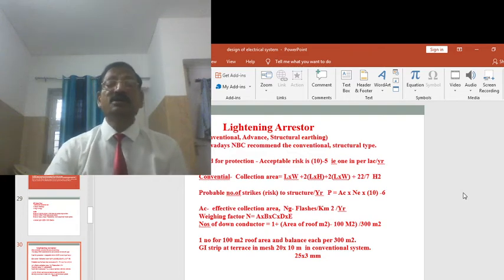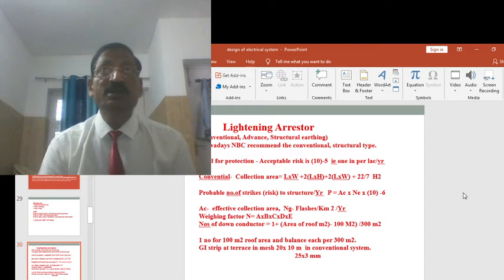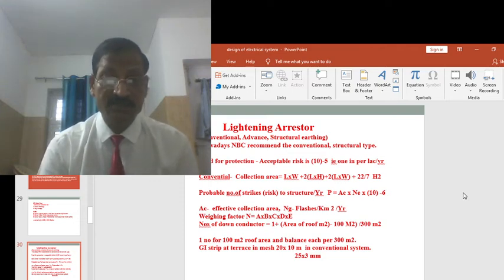Lightning arrestor. Lightning arrestor is also a very important part. This is for safety of the building during rain when lightning takes place. There is a chance that if the lightning falls, it can damage the whole building. There are 3 types of lightning arrestor: conventional system, advanced lightning arrestor system, and structural lightning arrestor system.